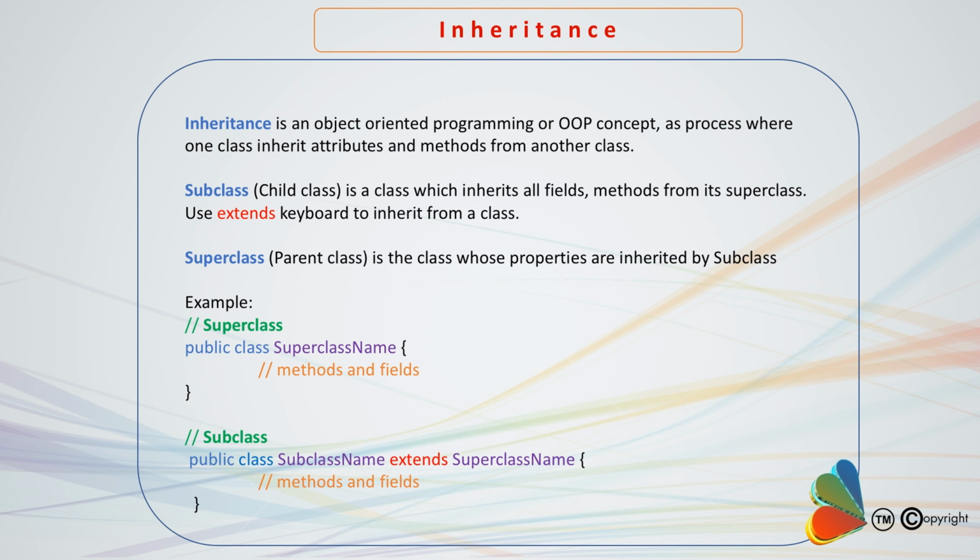Inheritance. Inheritance is an object-oriented programming concept, a process where one class inherits attributes and methods from another class. A subclass or child class is a class which inherits all fields and methods from its superclass. Use the extends keyword to inherit from a class.